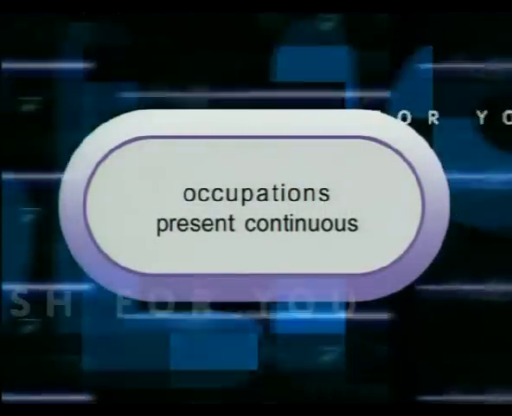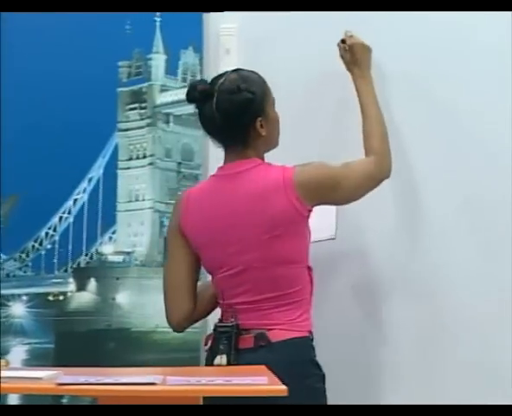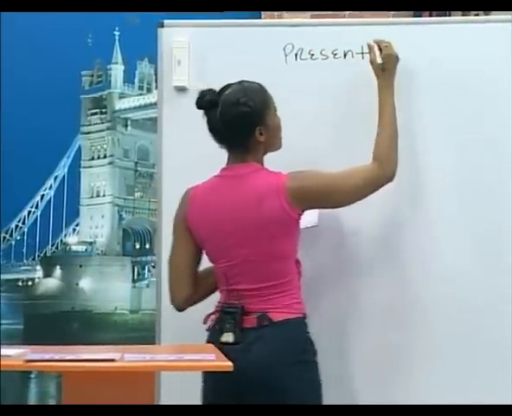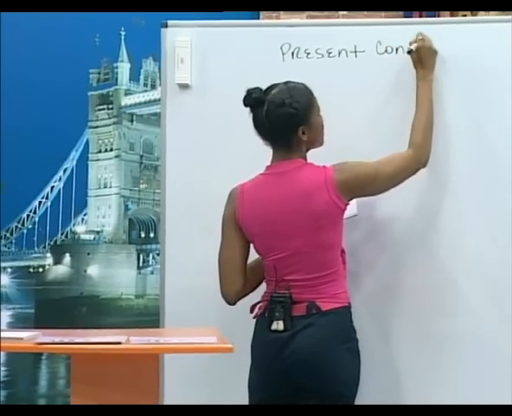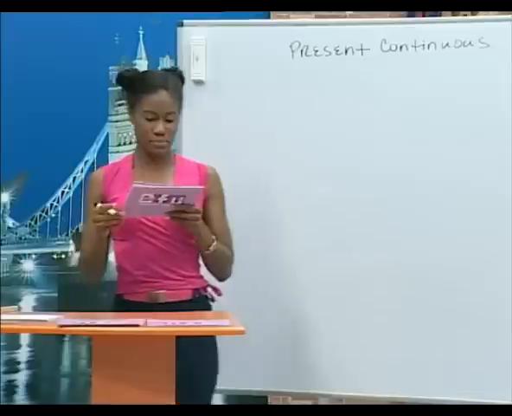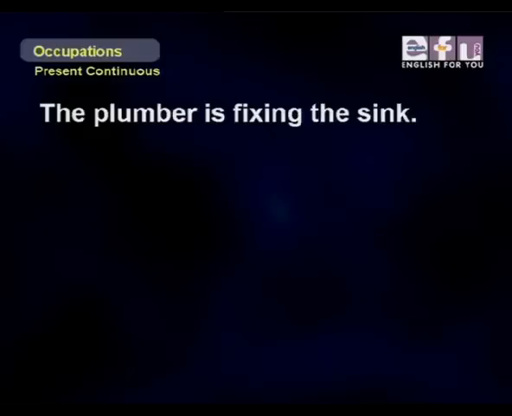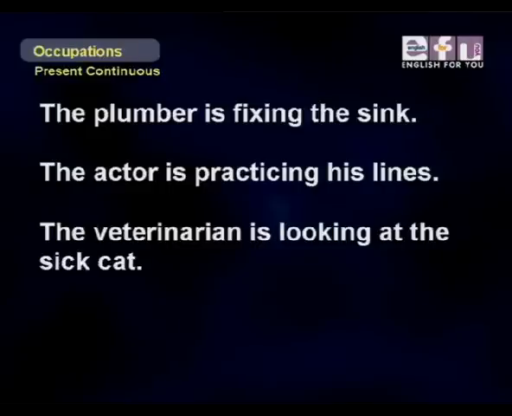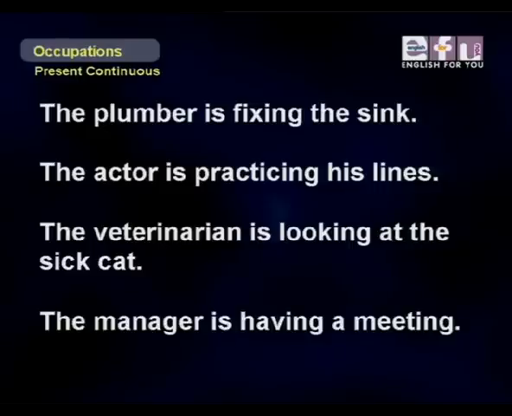Occupations, present continuous. The last thing we will review is present continuous. Remember, the present continuous talks about actions in progress now and the continuous nature of actions. Let's look at some examples. The plumber is fixing the sink. The actor is practicing his lines. The veterinarian is looking at the sick cat. The manager is having a meeting.